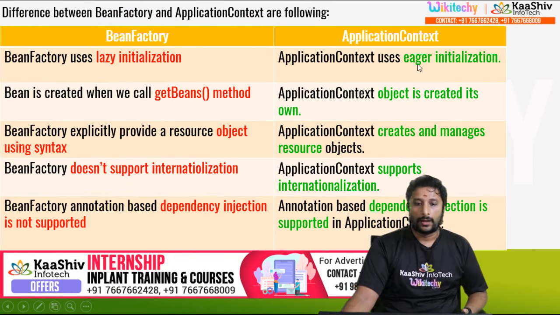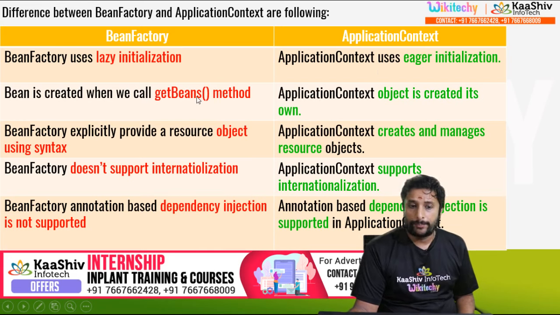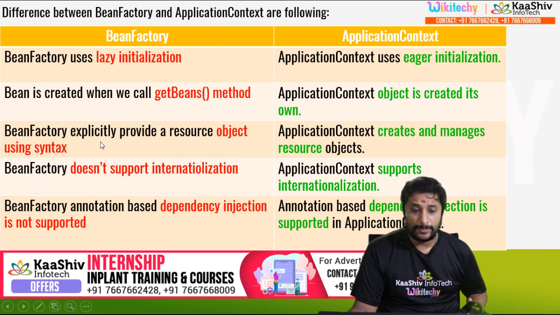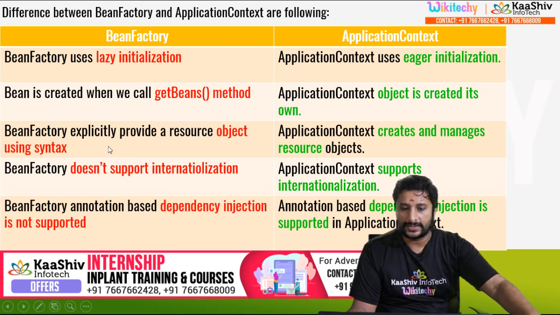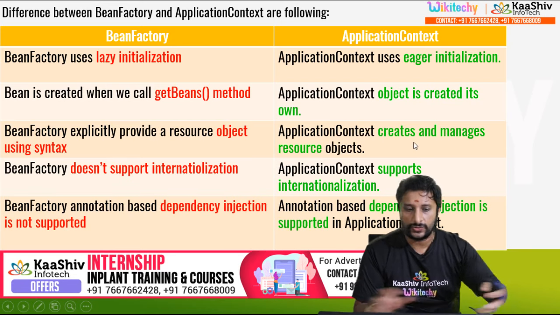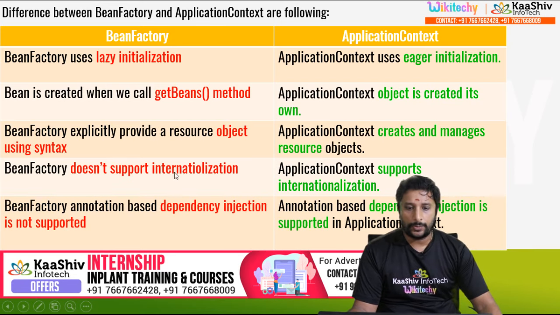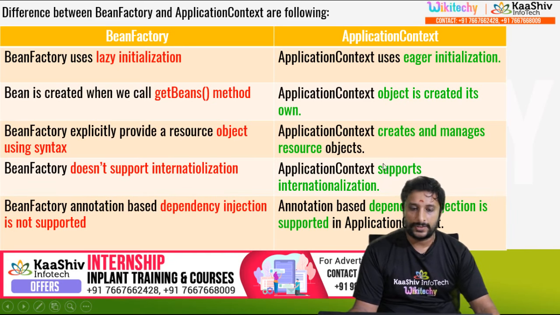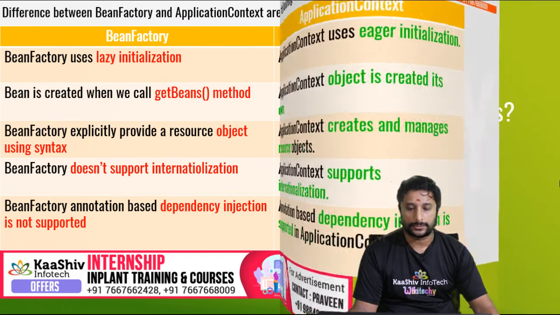With a BeanFactory, the bean is created when you call the getBean method. The object is created on its own. You explicitly provide a resource object using syntax, while ApplicationContext creates and manages resource objects. BeanFactory doesn't support internationalization, multi-language support, and ApplicationContext supports it. Dependency injection is not supported in one, but it's supported in the other.